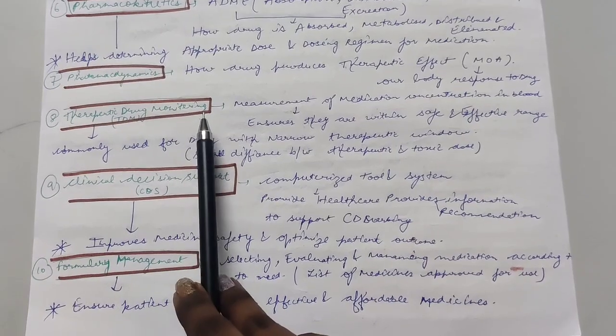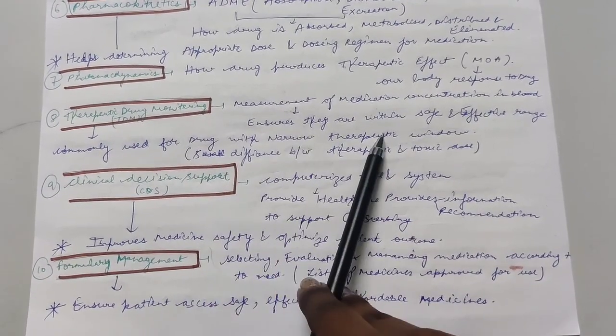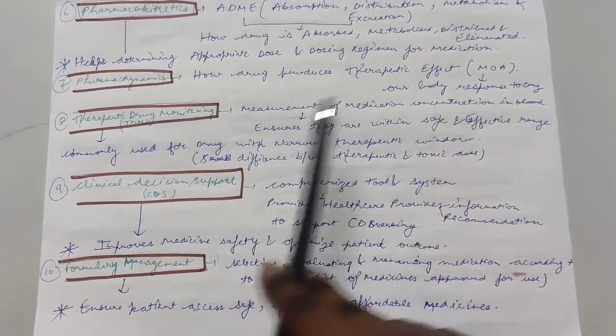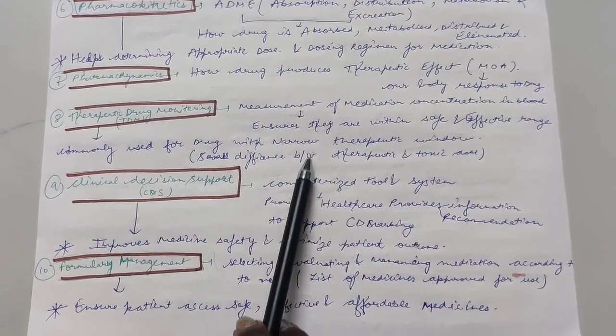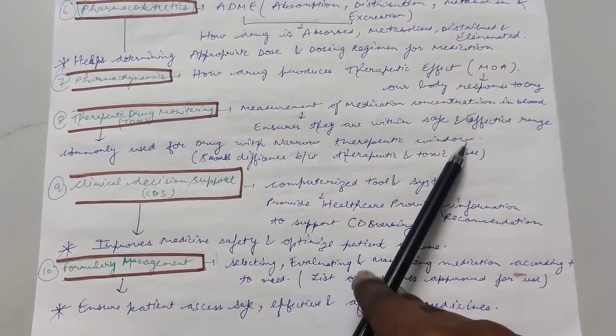TDM is mostly used for the drugs which have a narrow therapeutic window, that is, a small difference between the therapeutic range and the toxic dose.